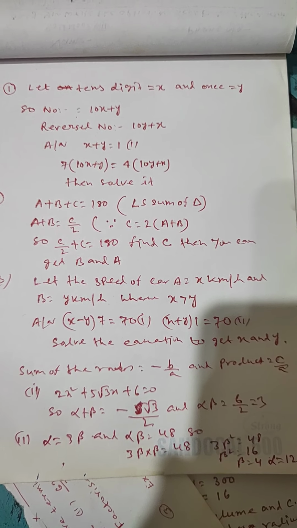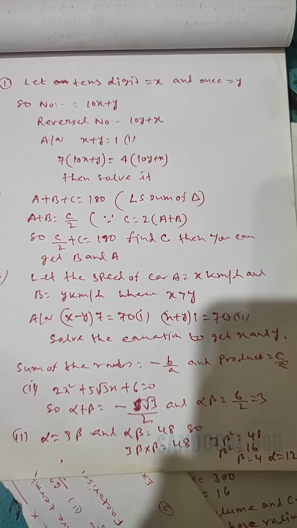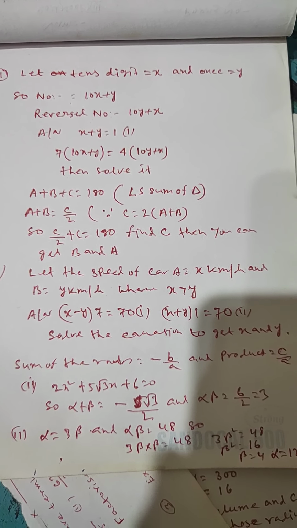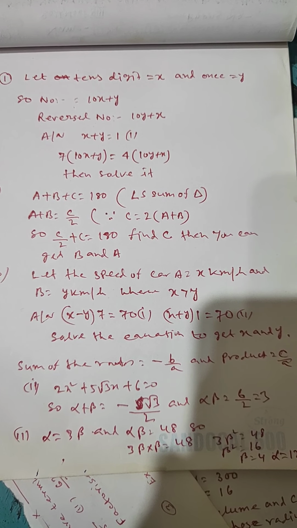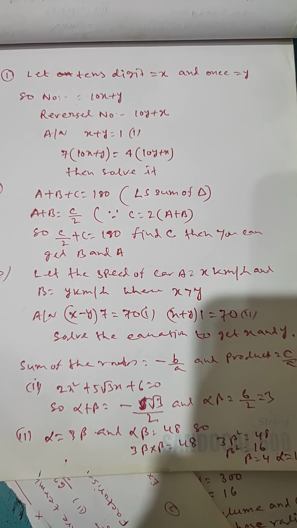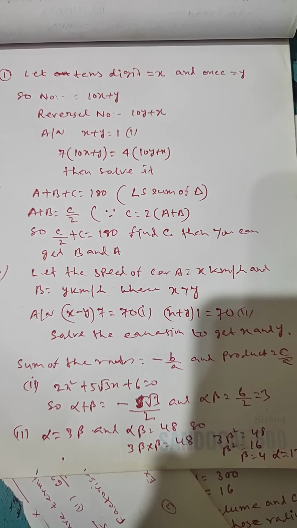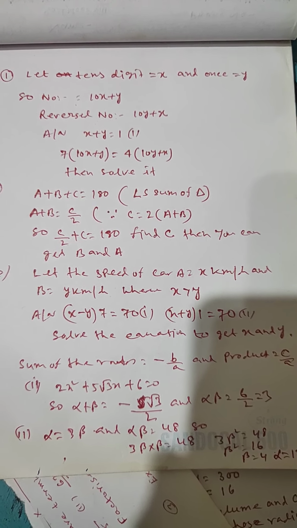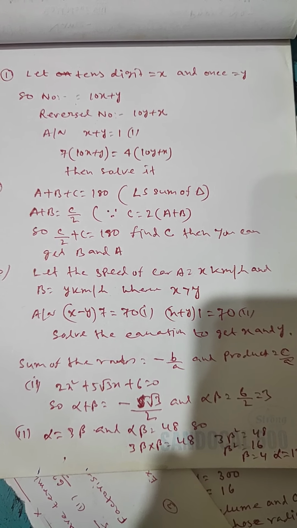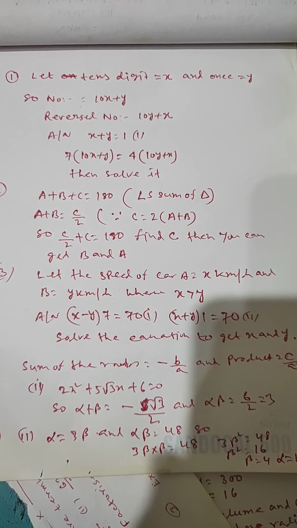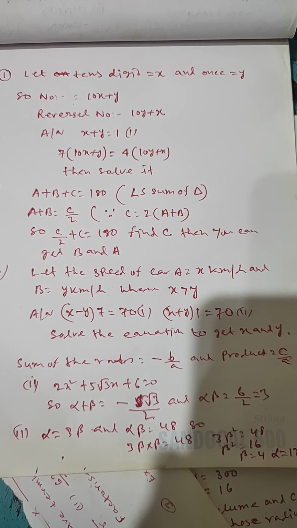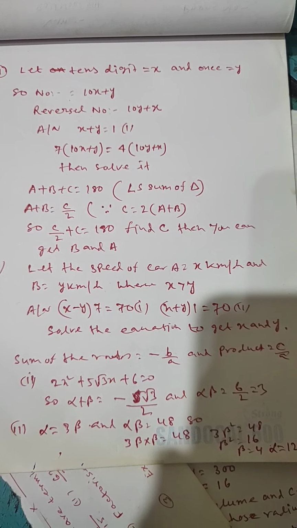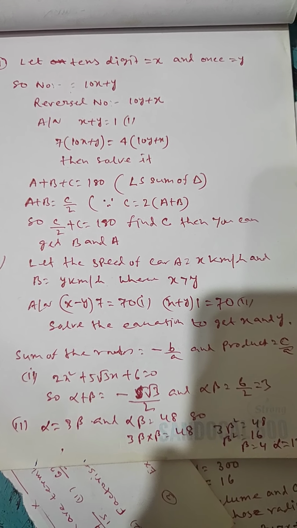How to write? Let the tens digit be x and the ones digit be y. So the original number is 10x plus y. When the digits are reversed, the reversed number is 10y plus x. According to the question, the sum of the digits, x plus y, is equal to 1, and 7 times the original number, 7 into (10x plus y), is equal to 4 times the reversed number, 4 into (10y plus x). Now you are obtaining two equations. You have to solve them.